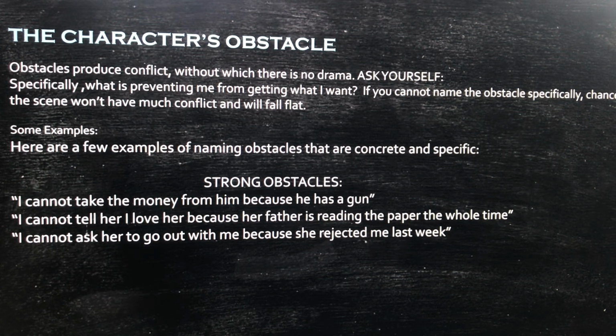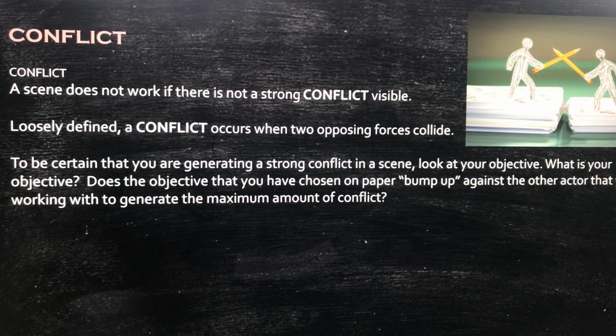I cannot ask her to go out with me because she rejected me last week. What do I want? What's my objective? To ask her to go out with me. What's the obstacle in the way? My past experience. She rejected me last week. We're going to talk about conflict in a minute.